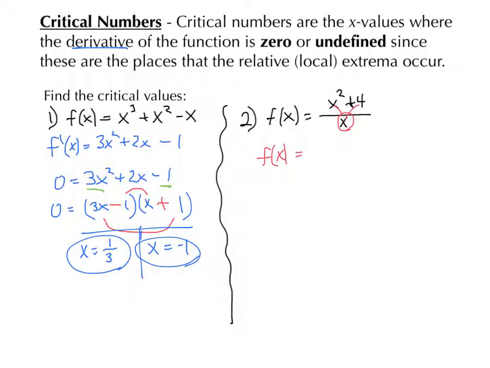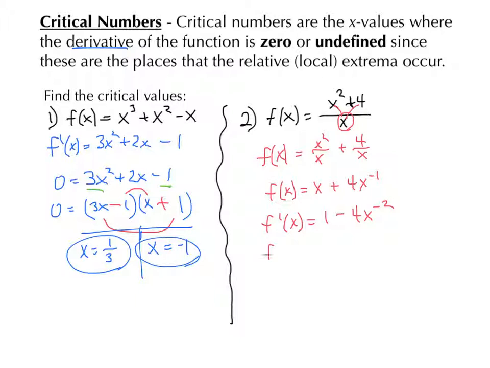So we'd have x squared divided by x, which would be x. And then we'd also have 4 divided by x, which I would want to rewrite as 4x to the -1. Okay, so now I'm ready to take the derivative of that. The derivative of x is simply 1, and then minus 4x to the negative 2.